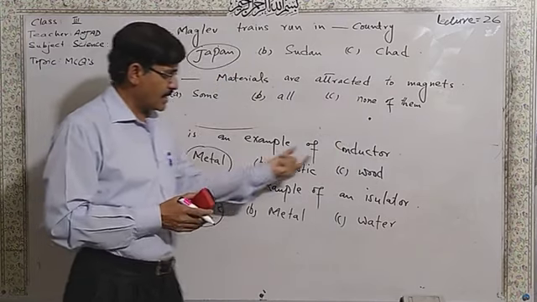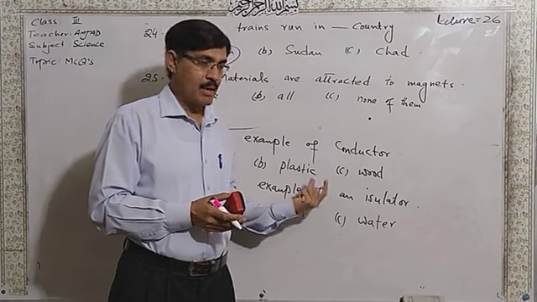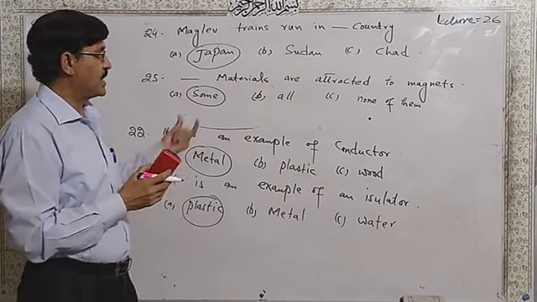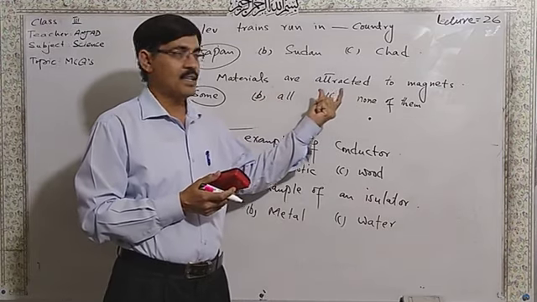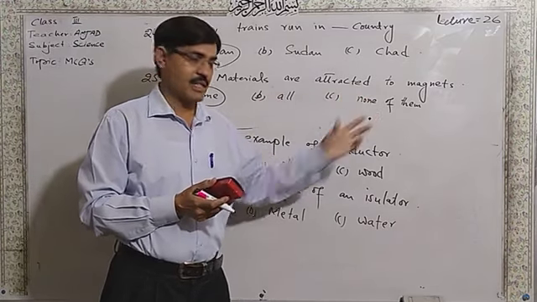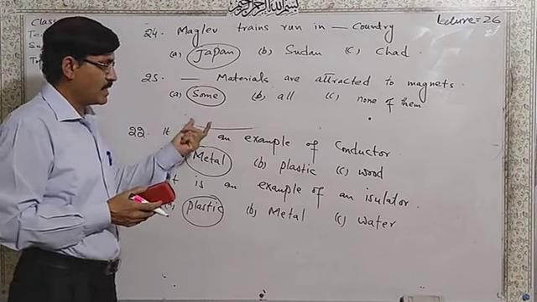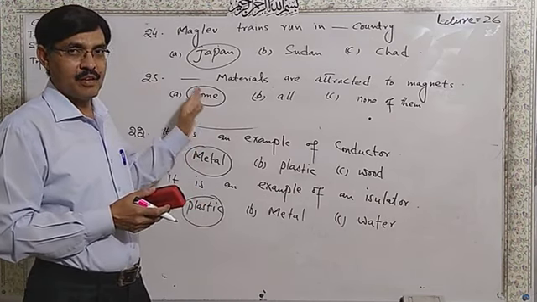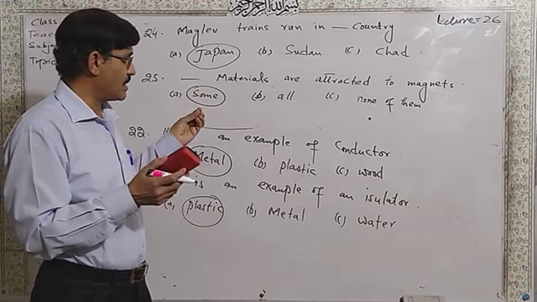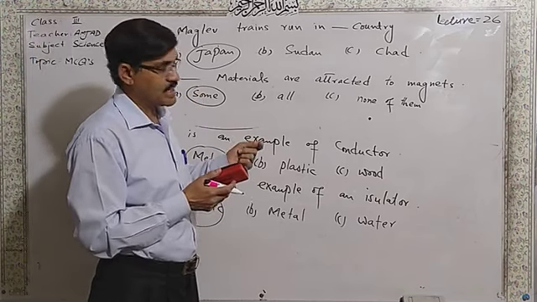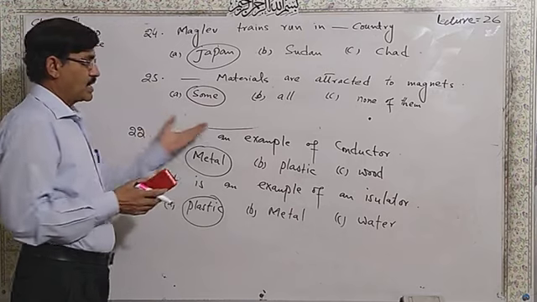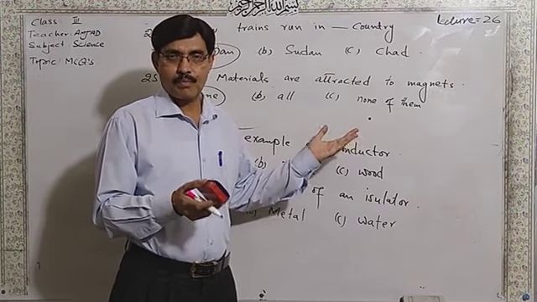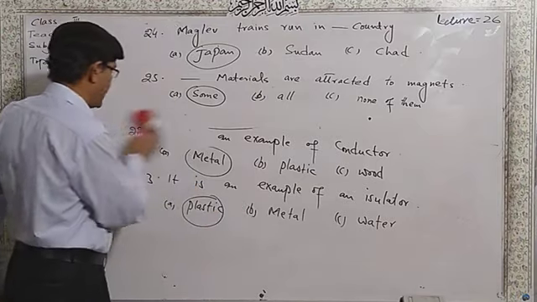We have here conductor and insulator. Some materials are attracted to magnets. Remember this one. Things made of steel or iron attract to the magnets easily. Plastic, rubber, wood, they cannot attract.